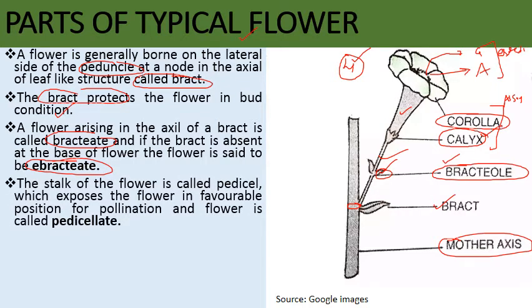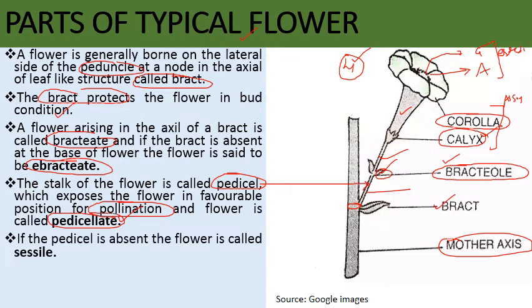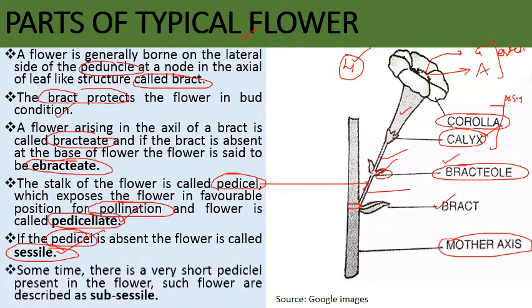And this stalk-like structure is known as pedicel. Ye jo stalk ki tarah structure hai, ise pedicel kaha jata hai. It exposes the flower in a favourable position for the process of pollination, and the flower is known as pedicellate flower. So aise flowers jinme pedicel present hota hai unhe kaha jata hai pedicellate flowers, and if this pedicel is absent, so flowers are known as sessile flowers, means without pedicel.